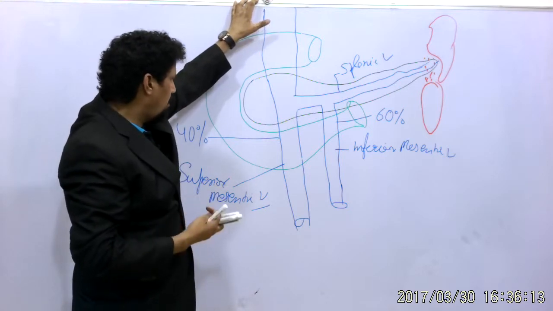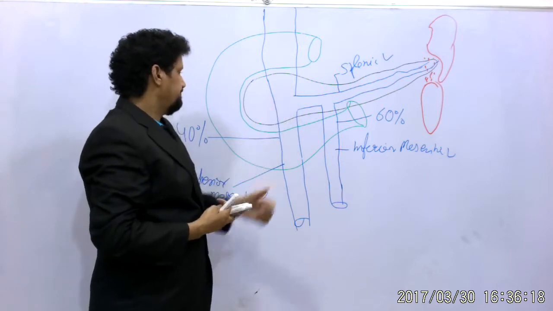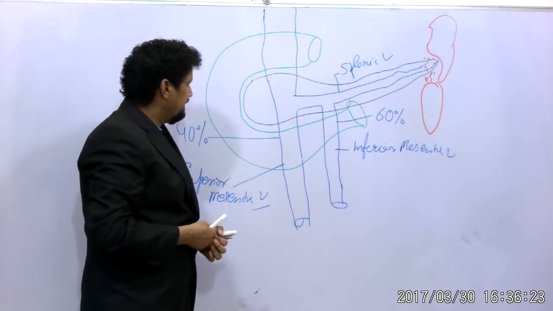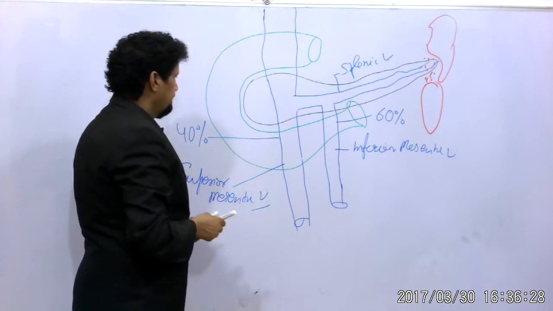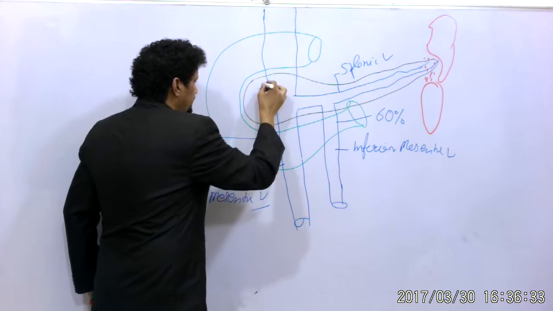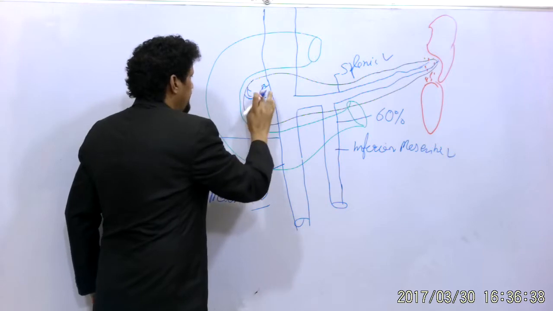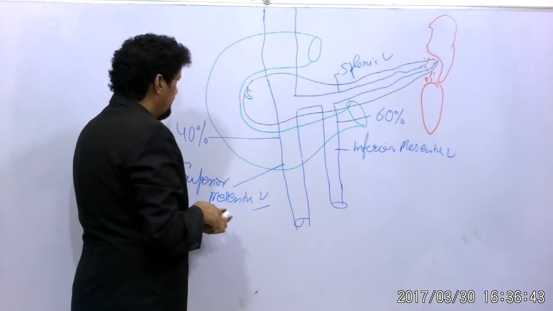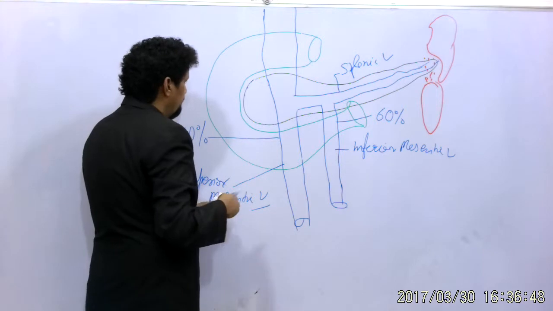So, in relations of the first part or the infraduodenal part of the portal vein, in front of the portal vein we can see the neck of the pancreas. In its lateral relation we can see the bile duct which is opening in the major duodenal papilla. So, this is the opening of the bile duct.